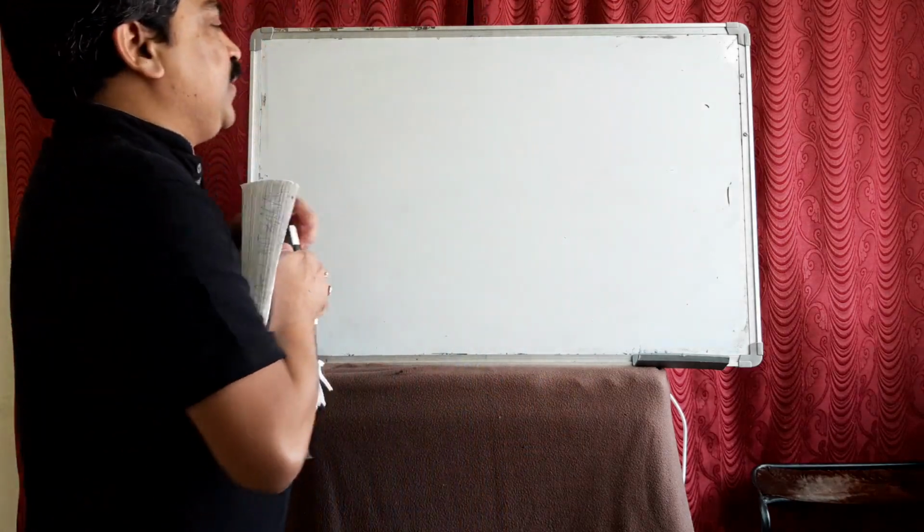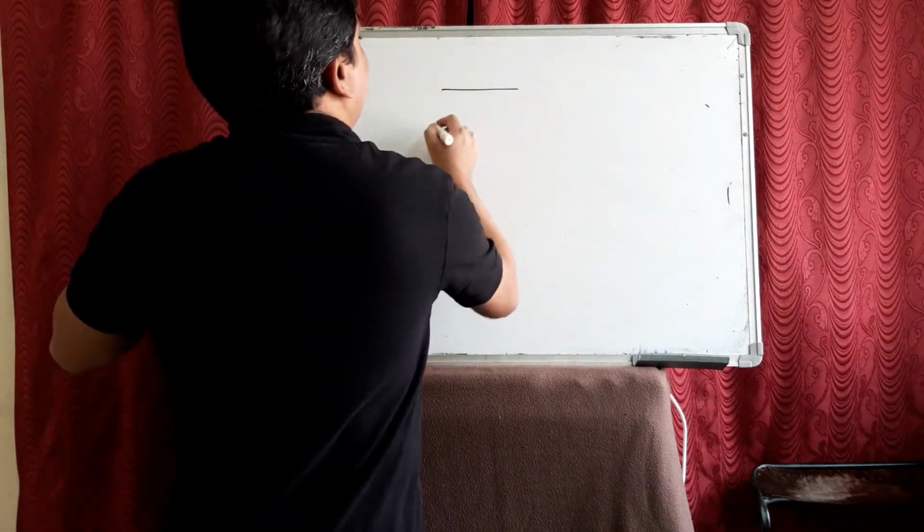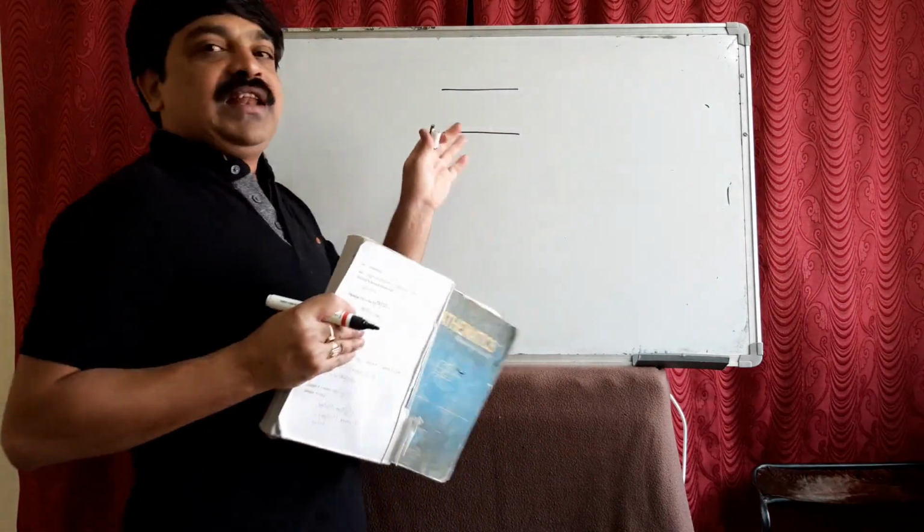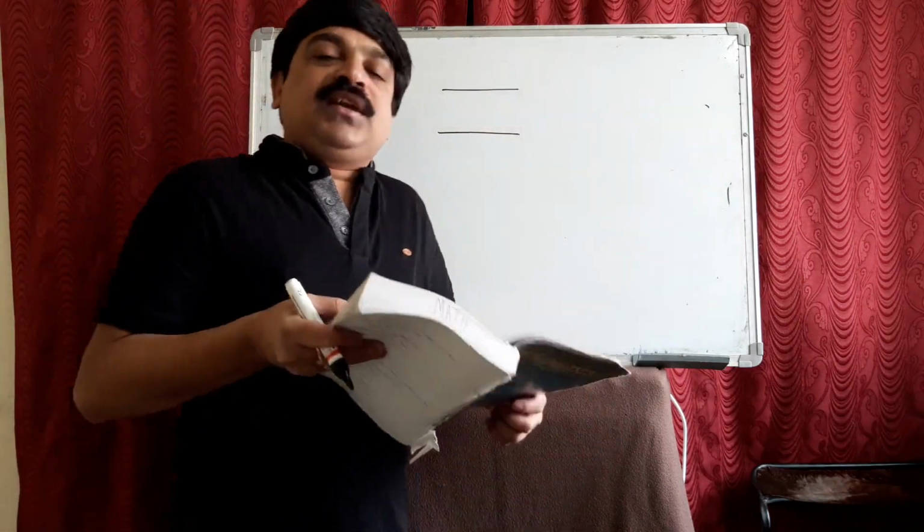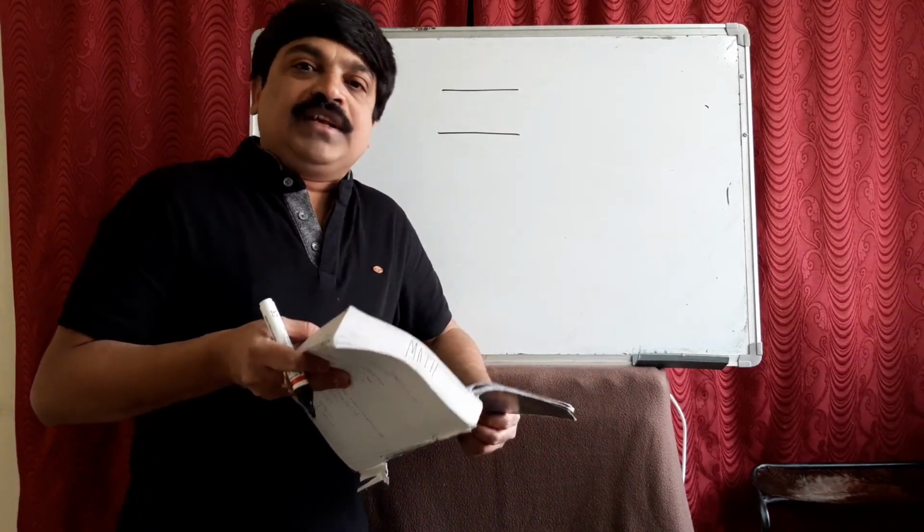Third one: natural numbers less than 5 and greater than 7. Less than 5 and greater than 7 cannot happen simultaneously, no? So it is a null set. Point common to any two parallel lines. How will a point be common to two parallel lines? When two lines are parallel, they will never intersect. When they don't intersect, the common point also does not exist.